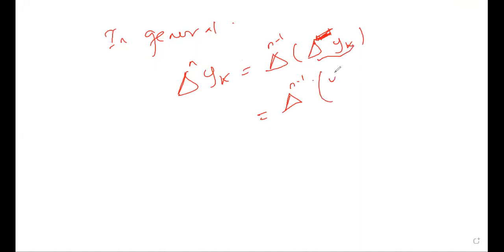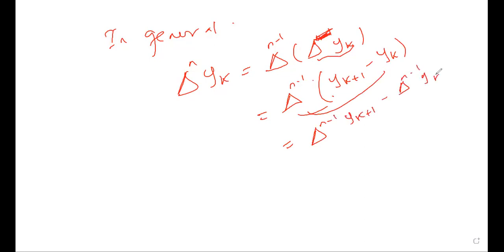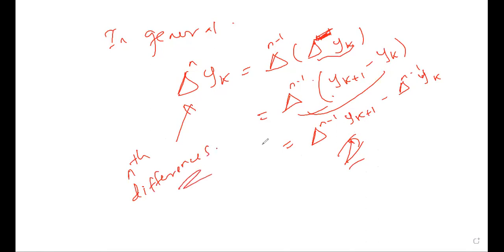So this will be n minus 1 times. We know this one, no? This will be yk plus 1 minus yk. So if you include a bracket cancellation, this is like delta n minus 1 y of k. So what is this one? The nth difference will be the difference of the n minus 1th difference. So this we call the nth difference.